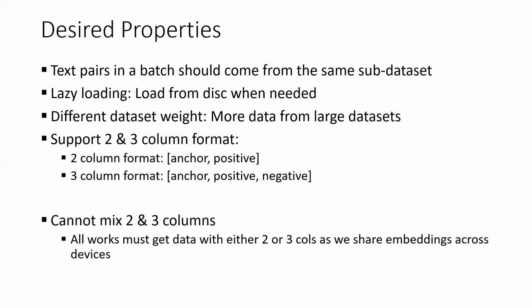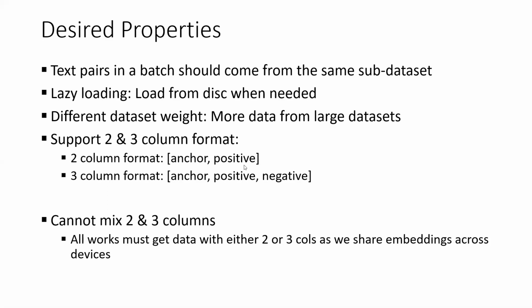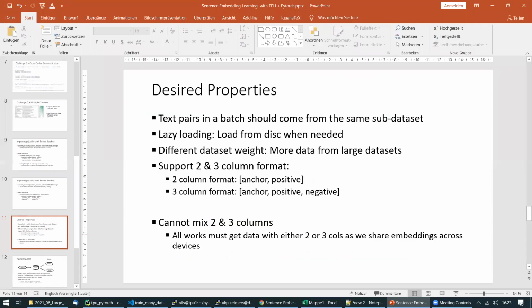We have this 2-column and this 3-column format. The 2-column format is anchor and positive, and some data sets have anchor, positive, and negative. And we cannot mix 2 and 3 columns. All workers must get data from either 2 or 3 columns, as we share the embeddings across the devices. So we have to ensure that every worker works on either 2-column or 3-column data for one training step.